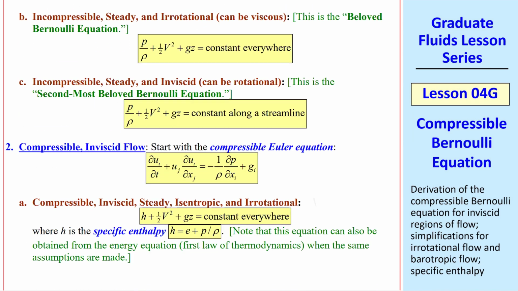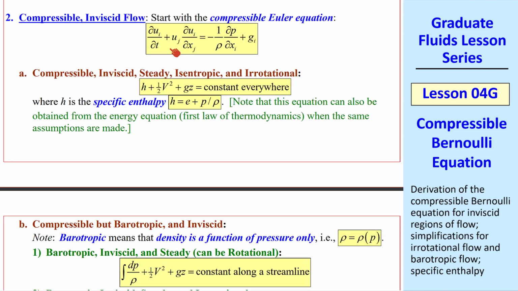In this lesson, we looked at compressible flow. Starting with the compressible Euler equation, we derived the compressible, inviscid, steady, isentropic, and irrotational Bernoulli equation in terms of specific enthalpy. It's interesting to note that this equation can also be obtained from the energy equation, or the first law, when the same assumptions are made, which personally I find quite fascinating, that we can start with two very fundamentally different equations, one for momentum and one for energy, yet end up with the same simplified equation.